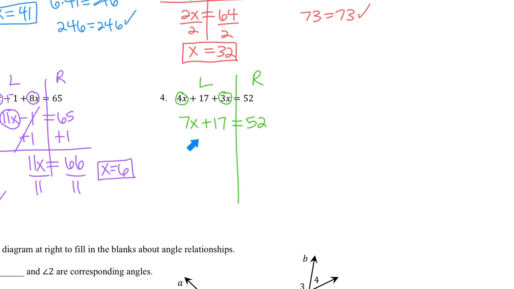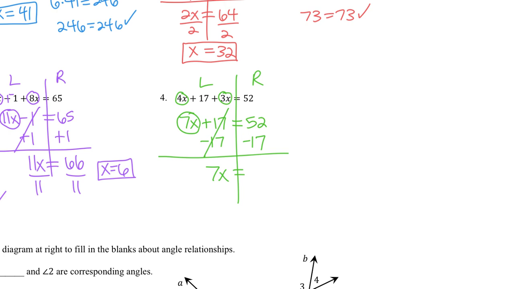Now this is going to be a 2-step equation because I need to get this 7x all by itself. So I want to get rid of that plus 17. So I'm going to do the opposite. I'm going to subtract 17 from both sides, because what you do to one side, you must do to the other. What happens? That zeroes out, and then I'm left with just this 7x on the left side, so I'm going to bring it down here.